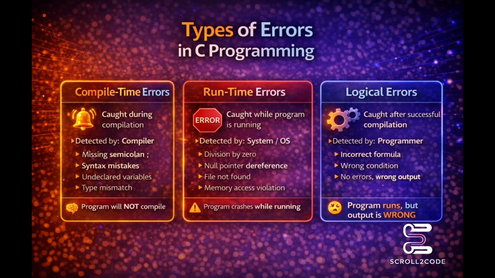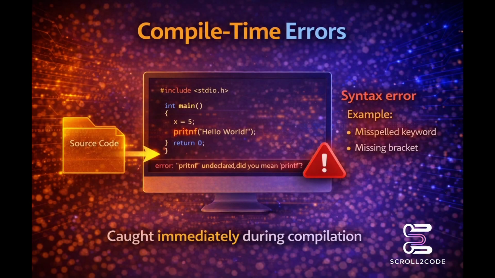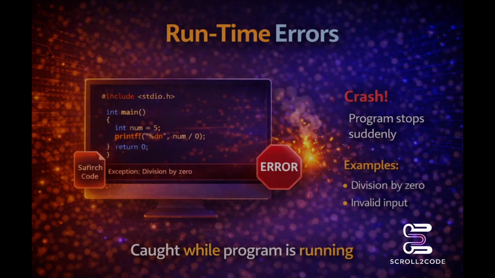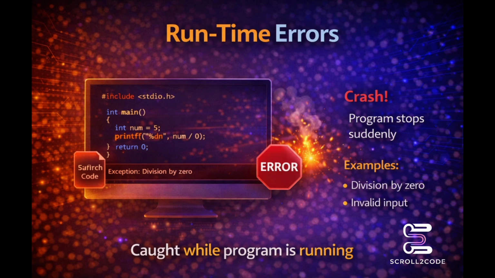Now let's talk about errors. First, compile time errors. These occur before execution. For example, missing semicolon, undeclared variables, syntax mistakes. The program never runs here. Second, runtime errors. The program compiles, execution starts, then the program crashes. For example, division by 0 and invalid memory access.